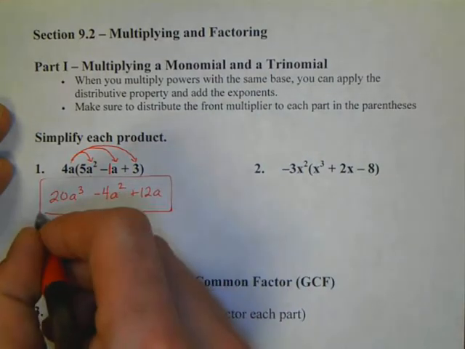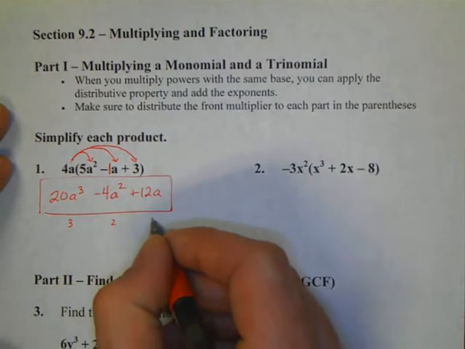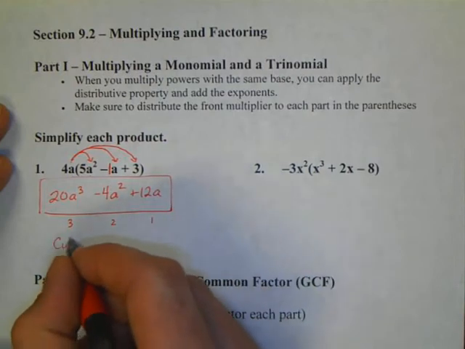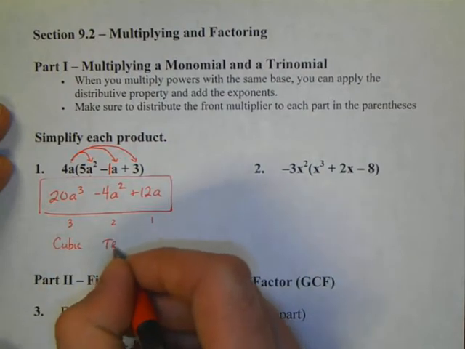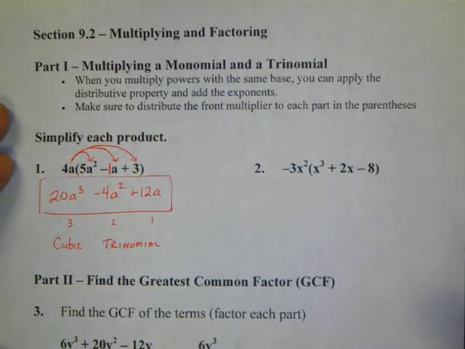Now just a little review from yesterday. Since this has a degree of 3, degree of 2, and degree of 1, this would be called a cubic trinomial. Trinomial because it has 3 terms. Hope you remembered that from yesterday. All right, now we look at our next one.